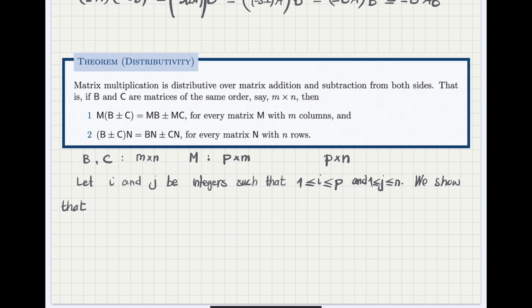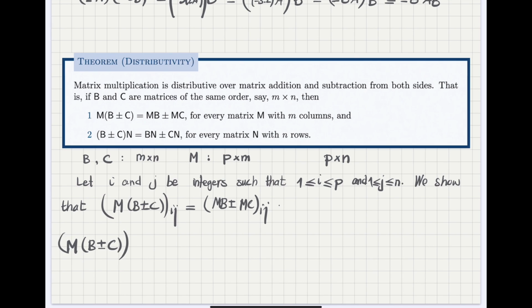what I'm supposed to show is that this entry of this matrix is equal to the corresponding entry of the matrix on the right. But then I have to use the definition of the product, that sigma notation, if you remember. So I will start calculating this: M times B plus or minus C, ijth entry.